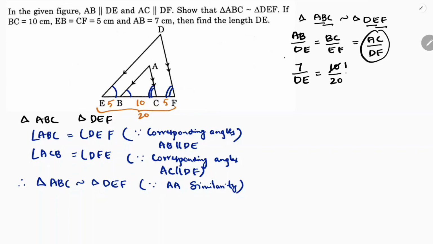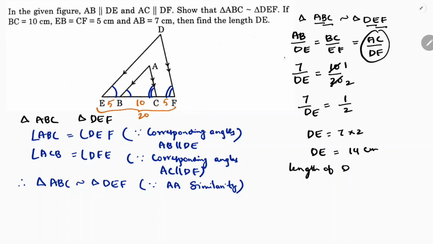Now here 10 times 1, 10 times 2, so 7 by DE equals 1 by 2. If I cross multiply, DE is 7 into 2. So the length of DE is 14 centimeters.